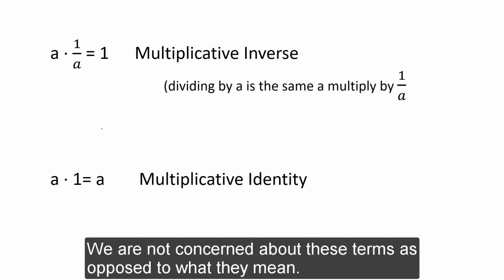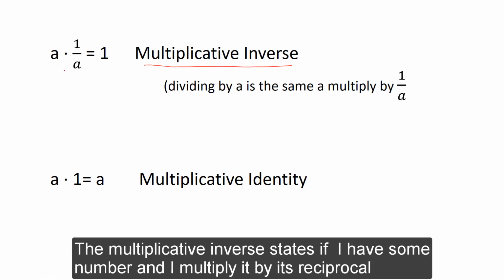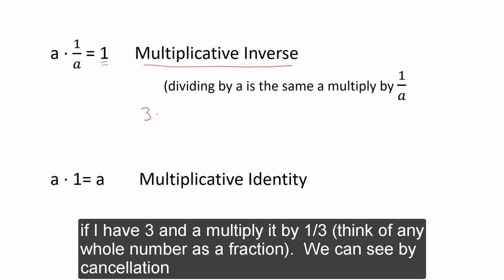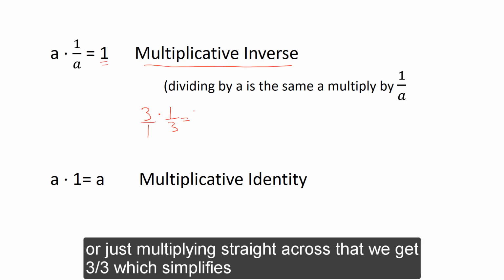Again, we're not concerned as much about these words as what they mean. The multiplicative inverse: if I have some number and I multiply it by its reciprocal, 1 over itself, it always equals 1. For example, if I have 3 and multiply it by 1 over 3, I can think of any whole number as a fraction, and multiplying straight across I get 3 over 3, which simplifies to 1.